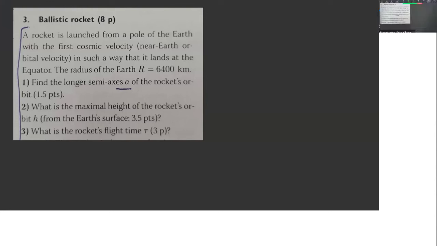Let us start with this combination on a ballistic rocket. इसको बंद कर देना बेटा.